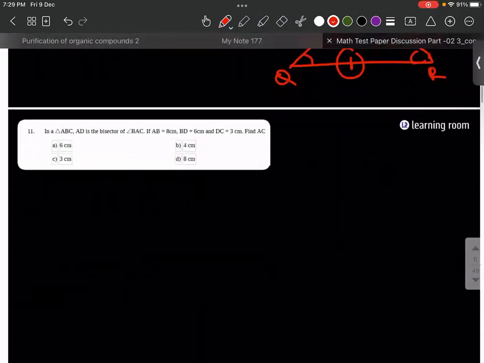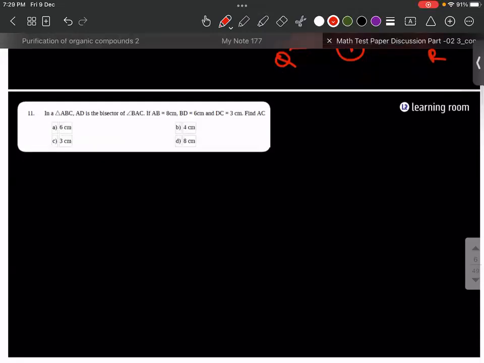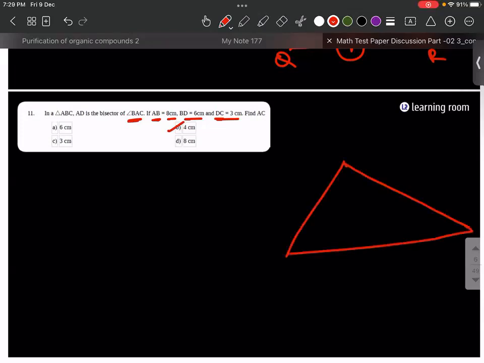10th one. In a triangle, AD is a bisector of angle BAC. AB is equal to 8, BD is equal to 6, DC is equal to 3. Then find AC. Answer: 4. 4 is the right answer. So how to do this? Sir, I actually got 2 centimeters. But let's do it and see.